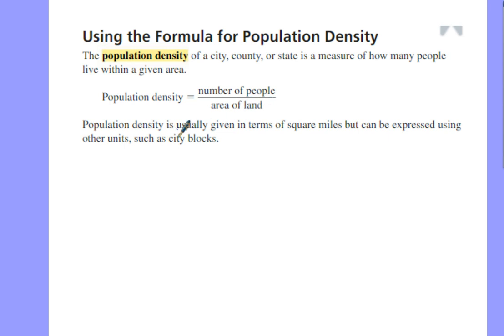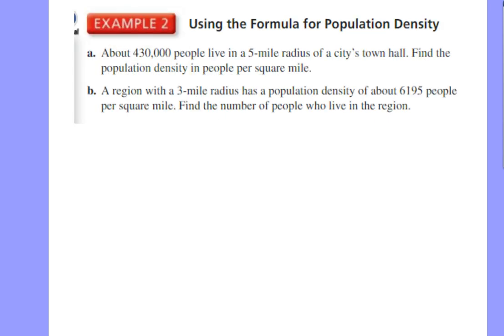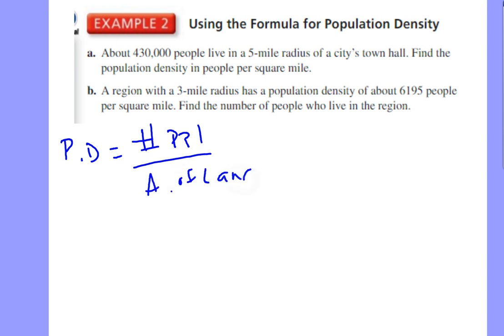So we usually think of population density in terms of square miles, but other people, and especially places like New York, where the term city blocks is a lot more common than where we are, obviously in Florida, can use it in all different types of units of measure. So population density is equal to the number of people in a given area over the area of the land. So let's put that back on the screen. Population density equals number of people over area of land.